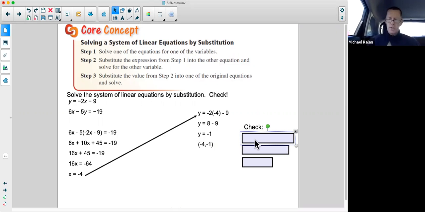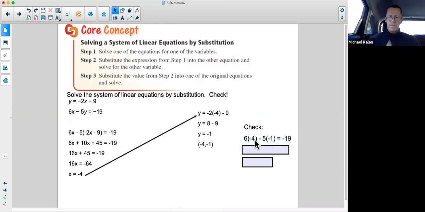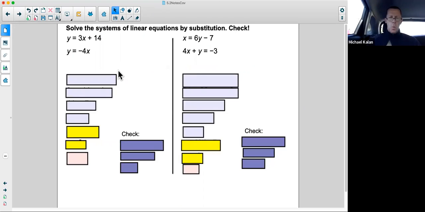Go back to your originals. So doing that here on this one, it's -24 and +5. Does that equal -19? Yes, it does. And obviously, if I plugged it in to the first one here, -2 times -4 is 8. 8 minus 9 is -1. That's what y equals. All right. So why don't you guys go ahead and try the one on the left?